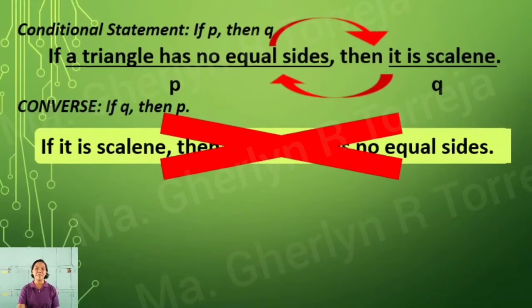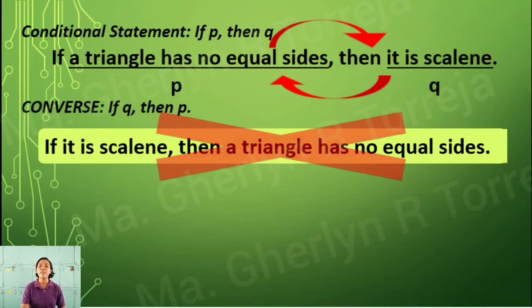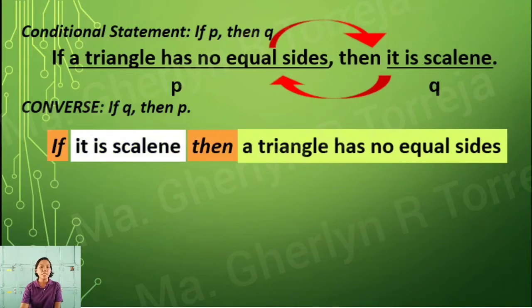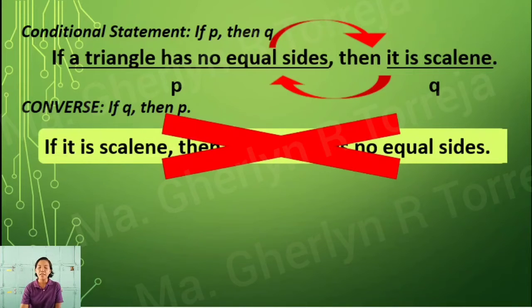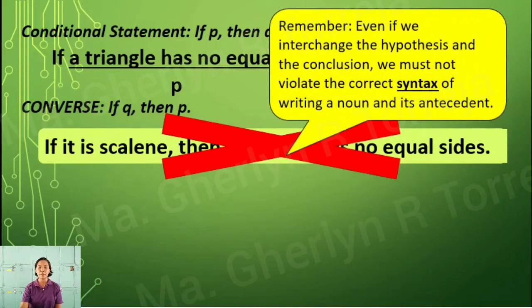But, bakit kaya may ganyan? May ekis. So, ibig daw sabihin, mali yung sagot natin. Paano nangyari? Let us review. Nasaan yung ating Q statement? It is scalene. Nasaan yung ating P statement? A triangle has no equal sides. Pero, bakit kaya nangyari na ang sagot natin ay mali? Okay, let us remember this one.